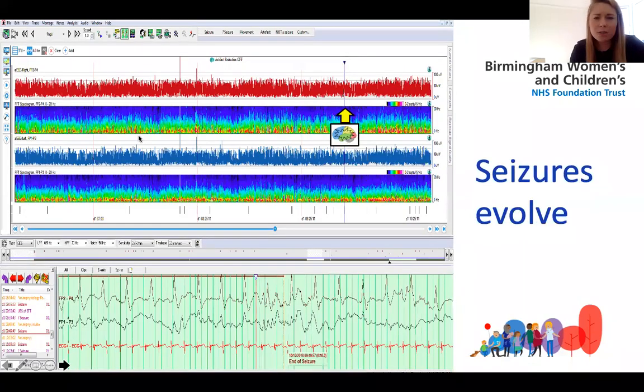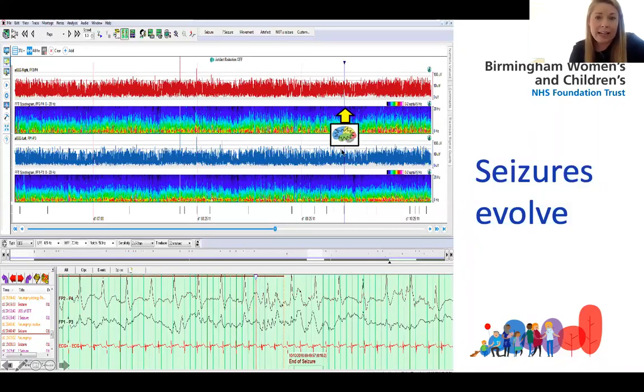It's also really important to remember that seizures evolve, and this is one of those that's going to be very difficult to assess because these are very, very tiny. You can barely see the deflections in the EEG here and here, and one that I probably wouldn't expect people to be spotting just looking at the EEG.